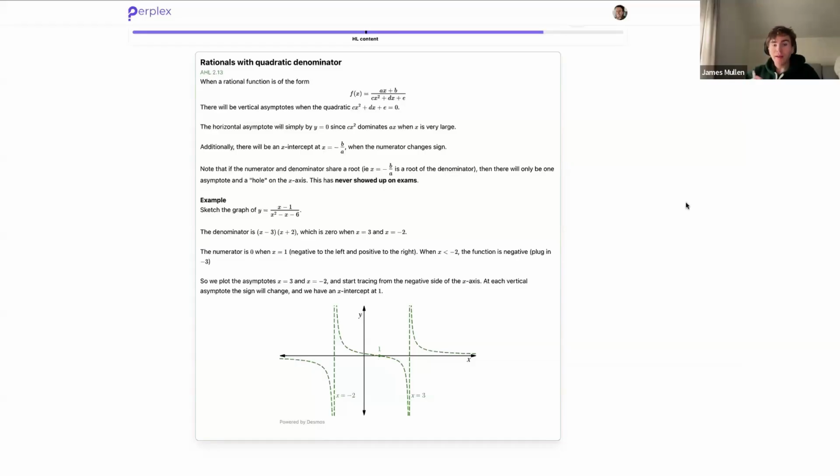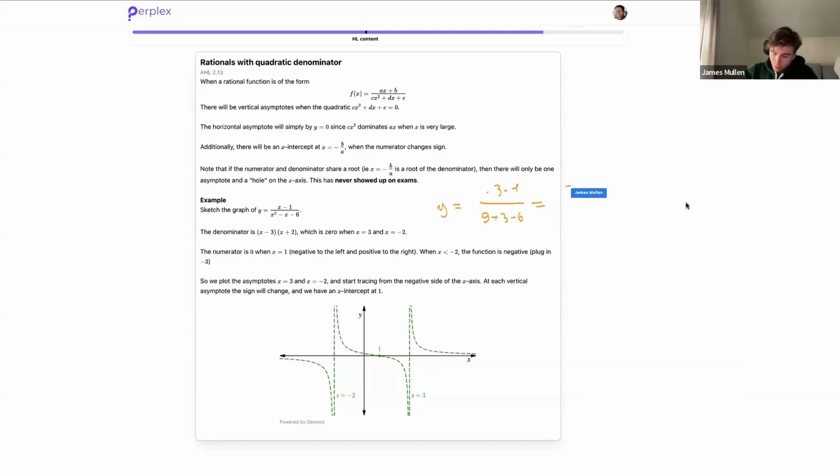I also know that there's going to be a horizontal asymptote at y equals 0, because I have a linear divided by a quadratic, and the quadratic is just much bigger at infinity. I'm going to start tracing on the negative side. How do I know it's negative? Honestly, I probably just plugged in a value. If I plug in, let's say, negative 3, I would do y equals negative 3 minus 1 over 9 plus 3 minus 6.